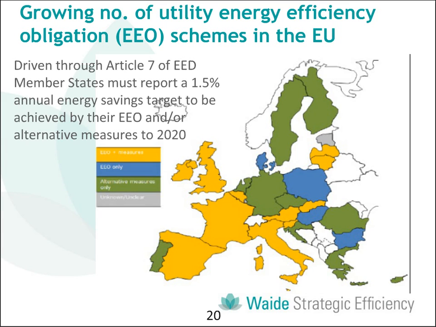And the countries in yellow, which are all the rest, are combining their obligations under this article with a mixture of energy efficiency obligation schemes, so that means they have set up such schemes in the country or are going to, and through alternative measures, so they've got a hybrid approach.